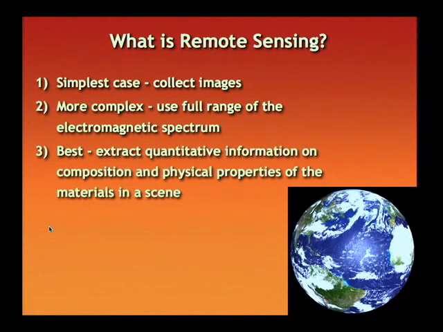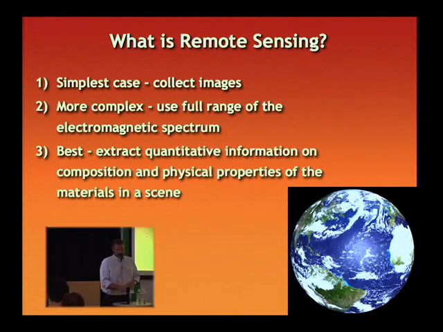The next level is to take full use of the electromagnetic spectrum. Our eyes evolved to focus on the light put out from the sun, but there's a whole spectrum of electromagnetic energy that goes beyond visible. I want to talk a little bit about that. And then, to me, what remote sensing really is about is extracting quantitative information from all of that information. Not just the patterns that we see, but quantitative, compositional, physical information about the nature of the surface, whatever planet it's on.